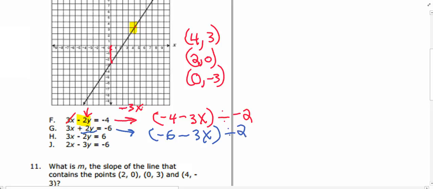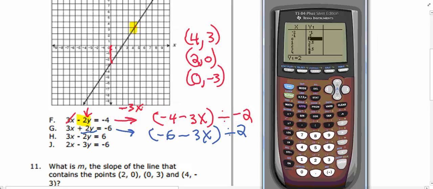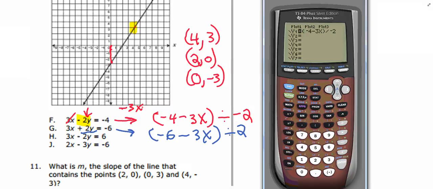Alright, back to the calculator. Y equals, clear it out. Well, actually we don't need to clear it out. Let's just type over what we need here. We have -4 in the old equation, but we need it to be -6. Still minus 3x, right? This time we're going to divide by a +2.